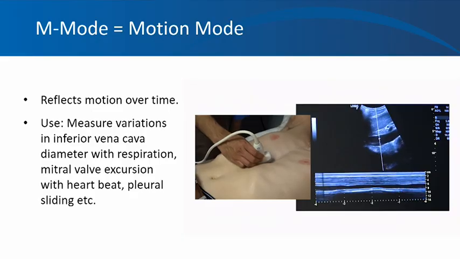M mode, or motion mode, is used to measure the dimensions of a moving structure, and it represents motion over time. When you turn on this mode, you get a vertical line like this, which you place in the area of interest, and then it measures the movement of that area over a period of time. In this example, we are measuring the changes of diameter of inferior vena cava with respiration. So all this area is a representation of just whatever is behind this line over a period of time.